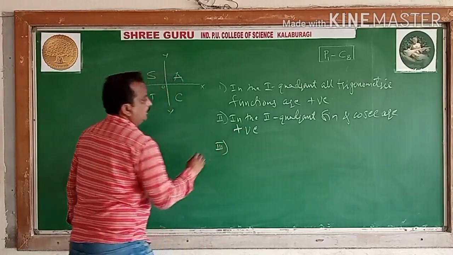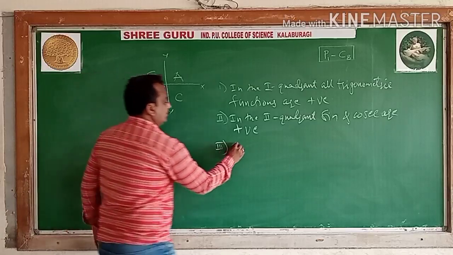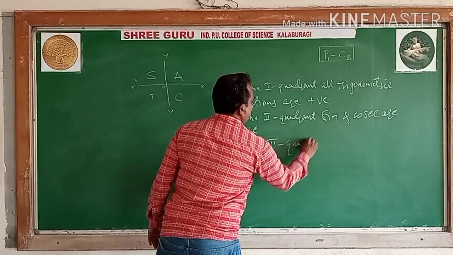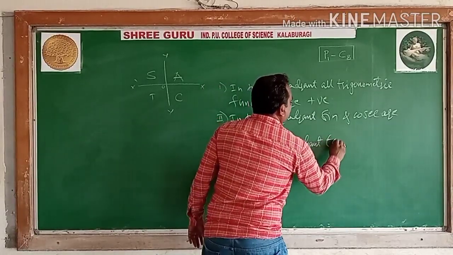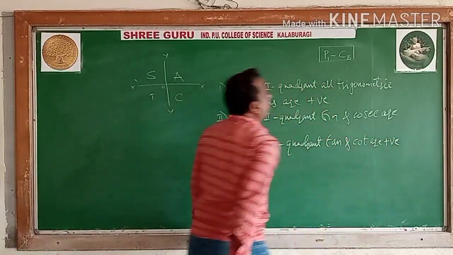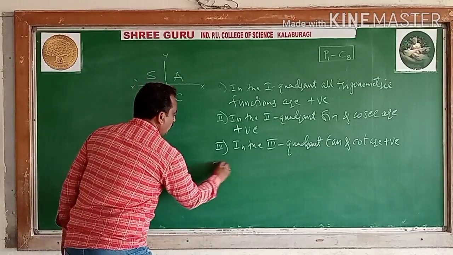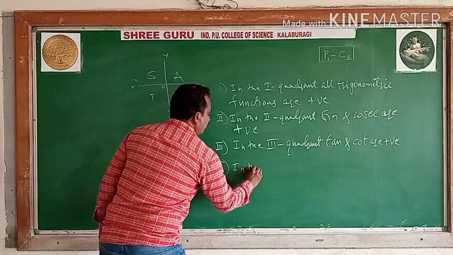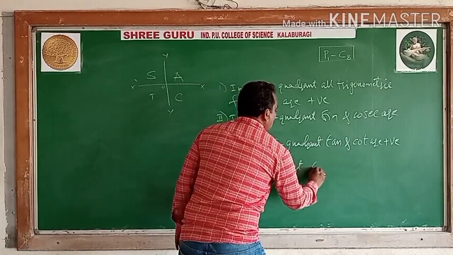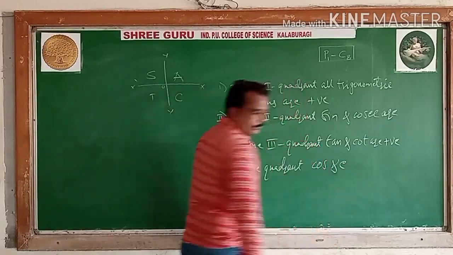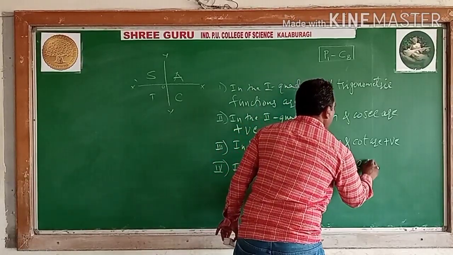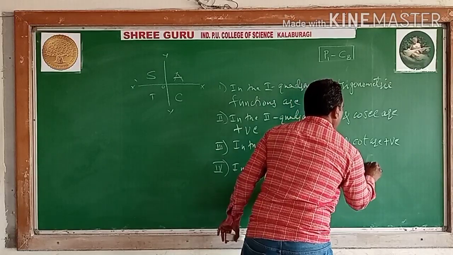Third point, in the third quadrant, tan and cot are positive. Tan and cot are positive. And in the fourth quadrant, cos and sec are positive. You remember these 4 points.